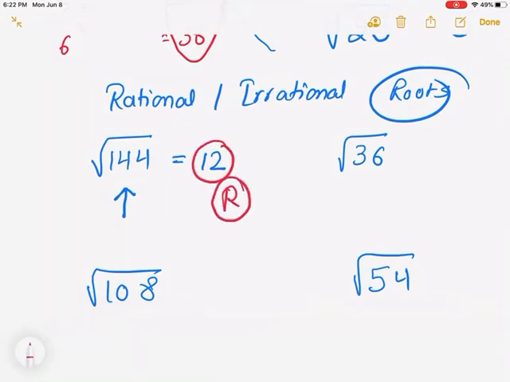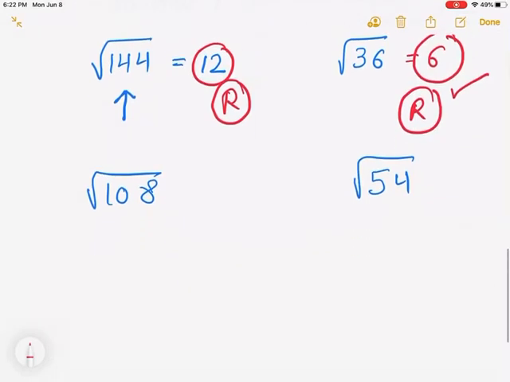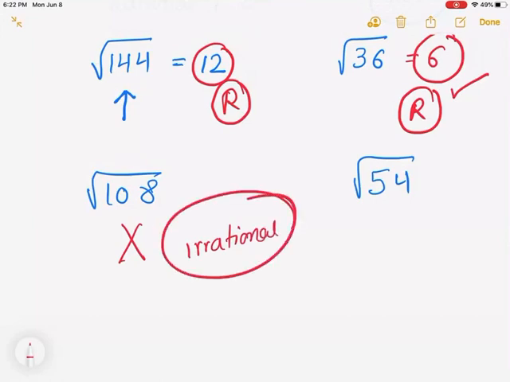Okay, square root of 36, what is the number? It's 6, because I know 6 times 6 gives you 36. Is it a perfect square? Yes, it is a perfect square. So is it a rational number? Yes. Every perfect square number would be a rational number. 108, is that a perfect square? It's not, so it means it's going to be an irrational number. Square root of 54, is that a perfect square? It's not, so it's another irrational number.